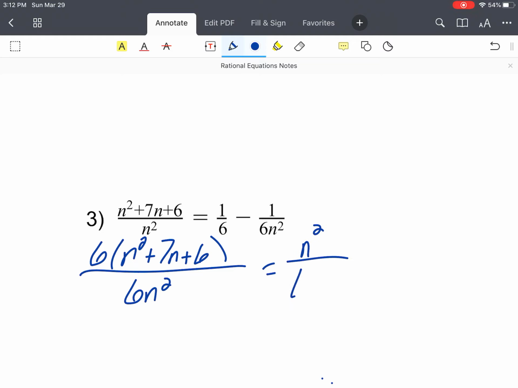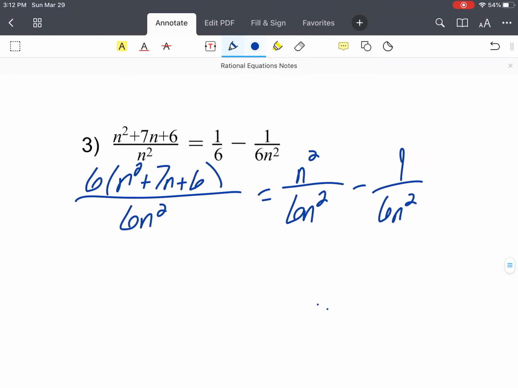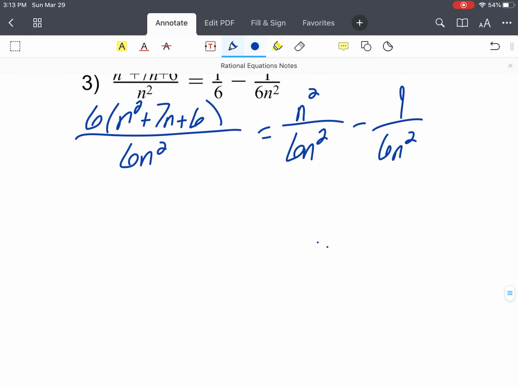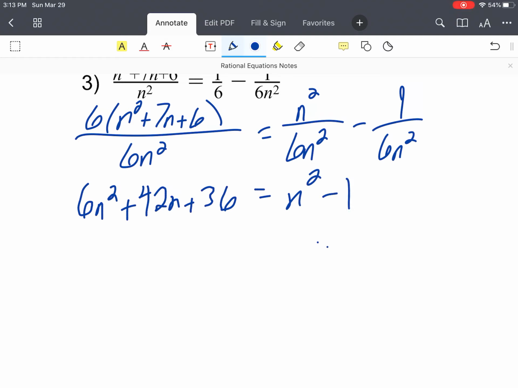Equals, this one needs an n squared, so it'll be n squared over 6n squared minus 1 over 6n squared. They've all got the same denominator, so let's forget about them. At the same time, I'm going to distribute that 6. So I'm left with 6n squared plus 42n plus 36 equals n squared minus 1.